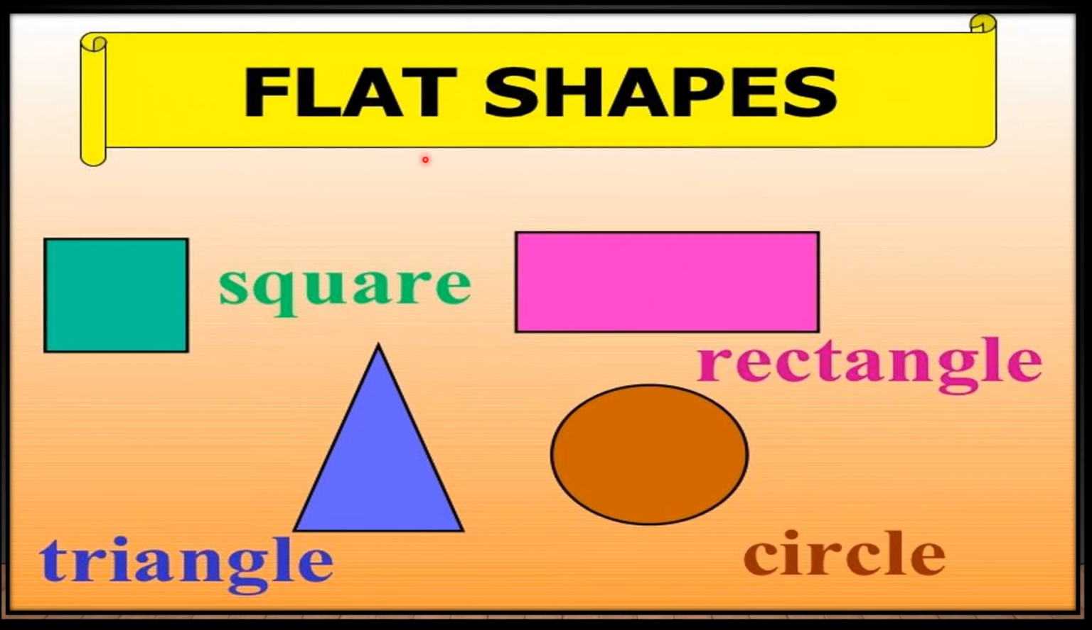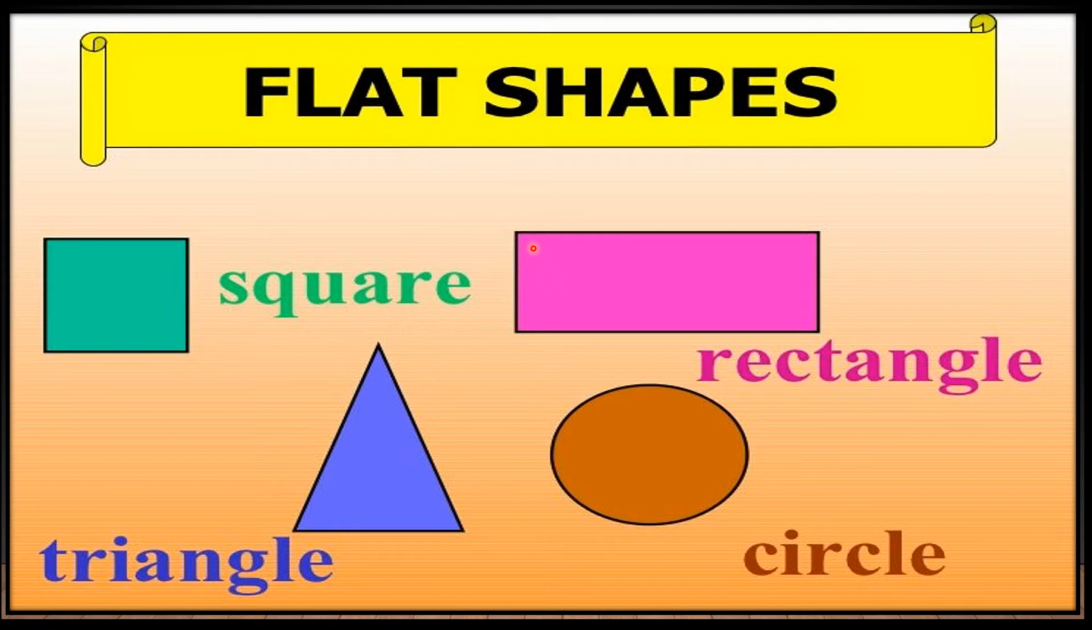Now children, see these flat shapes. 4 kinds of flat shapes are given in your book. The first one is a square. What is a square? A square has 4 sides. You can see here. And it has 4 corners. One this, second this, third this, and fourth. So 4 corners, and all the sides of a square are equal.